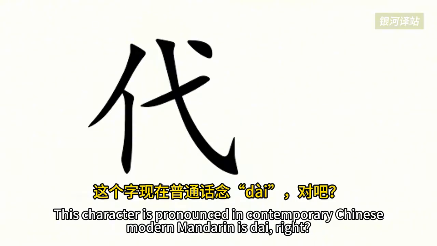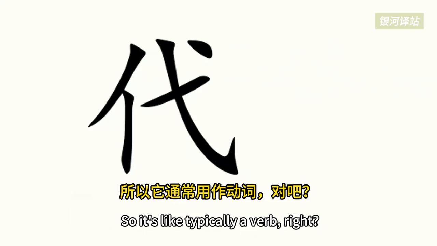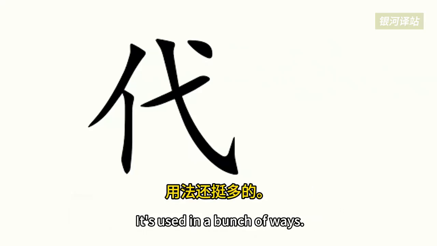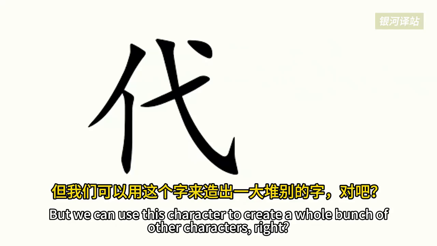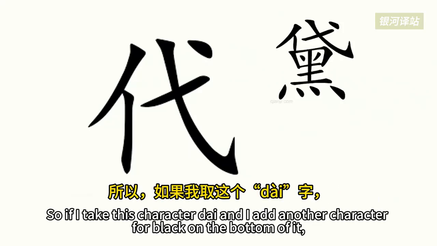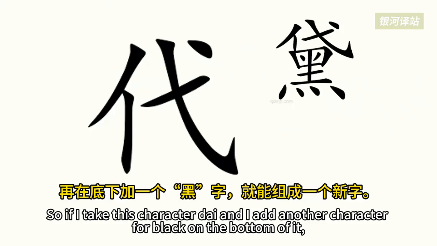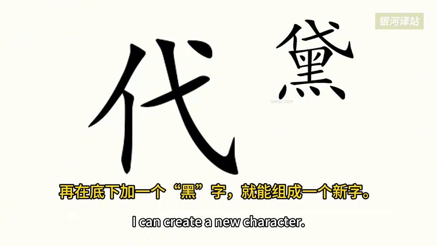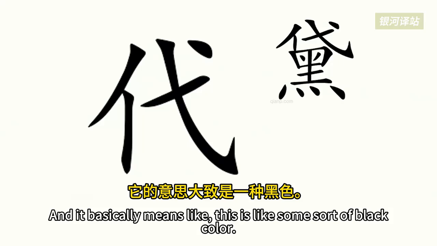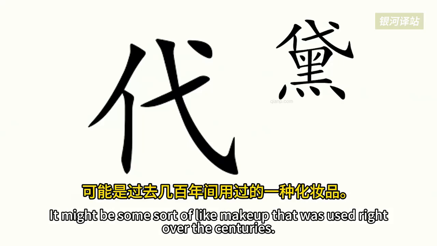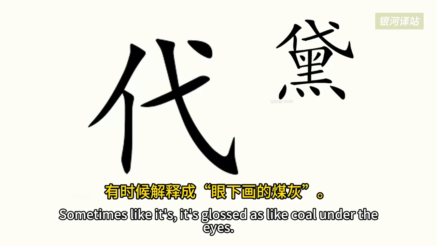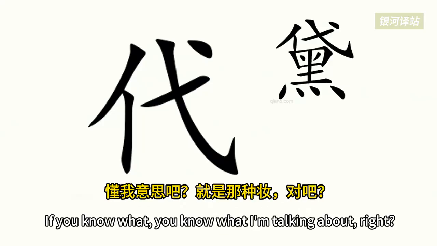This character is pronounced in contemporary modern Mandarin as Dai. It's typically a verb, used in a bunch of ways. But we can use this character to create a whole bunch of other characters. If I take this character Dai and add the character for black on the bottom of it, I can create a new character. It basically means some sort of black color. It might be some sort of makeup that was used over the centuries. Sometimes it's glossed as coal under the eyes, if you know what I'm talking about.